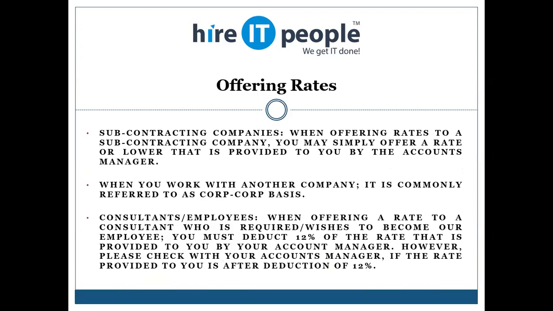Now, assuming you have $85 an hour, again, the same rule. When you're talking to the subcontracting company from where you're procuring that candidate, this is where your smartness comes into the picture. Your account manager has offered you 85. Don't simply blindly offer them that 85. Always be smart. Rule number 1 and rule number 10.